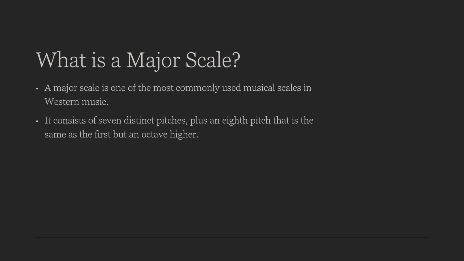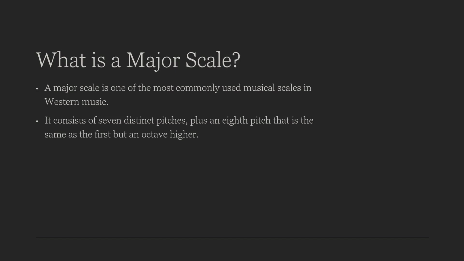Those are the 7 distinct pitches, plus an 8th pitch that is the same as the first. So what will be the last one? The last pitch is what? It's going to be a do, which is an octave higher. You know, we've talked about octave in our previous lesson when we treated ledger lines and how to write music in octaves, either higher or lower.